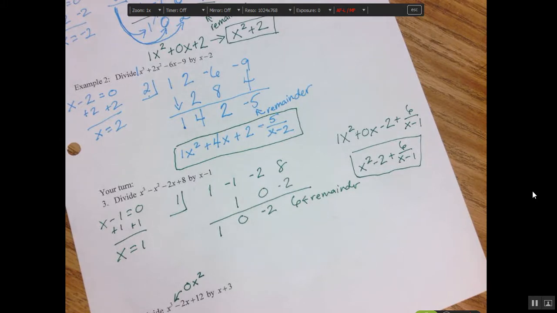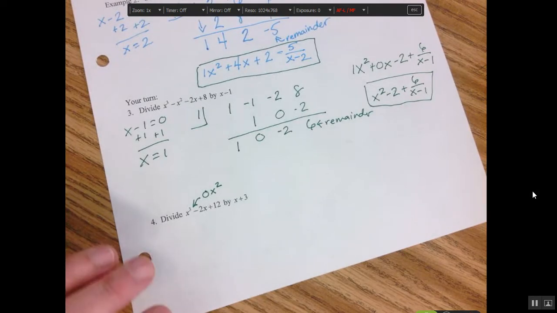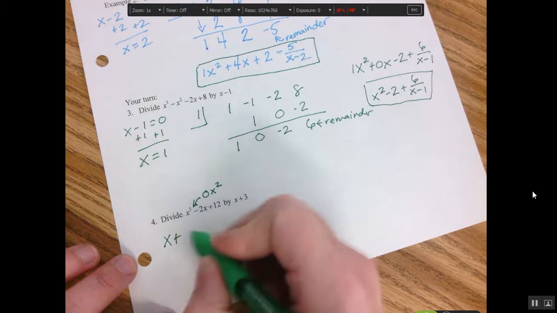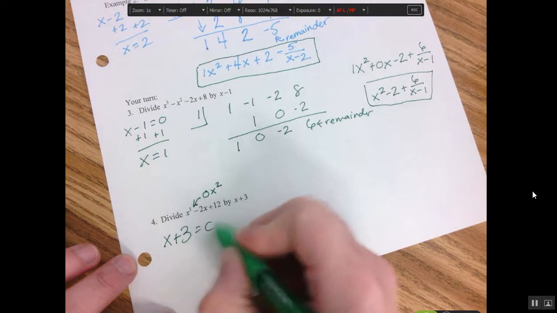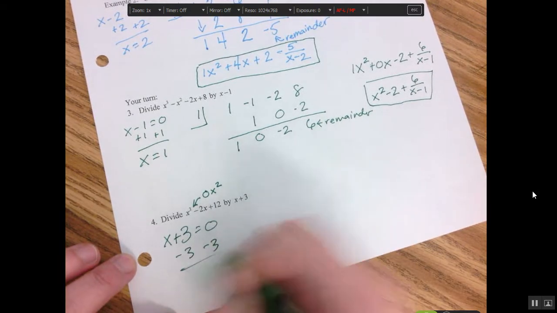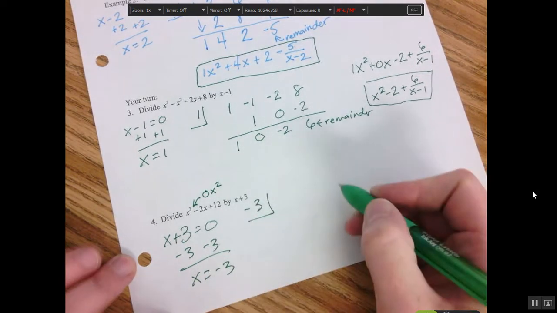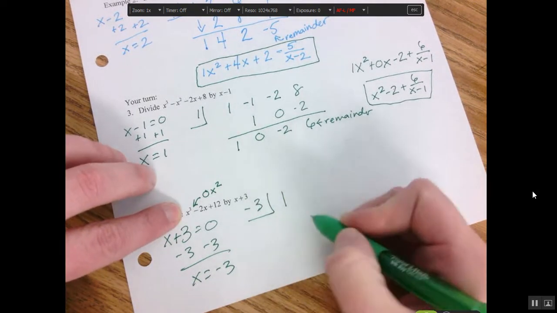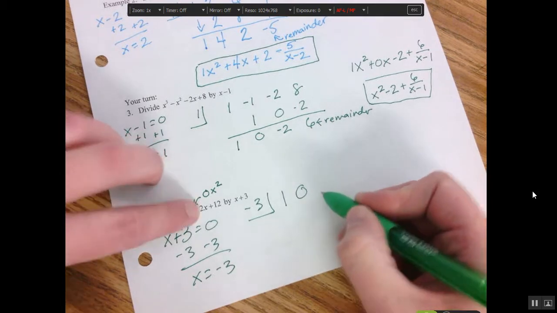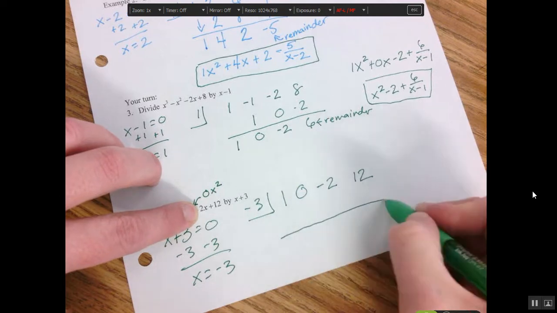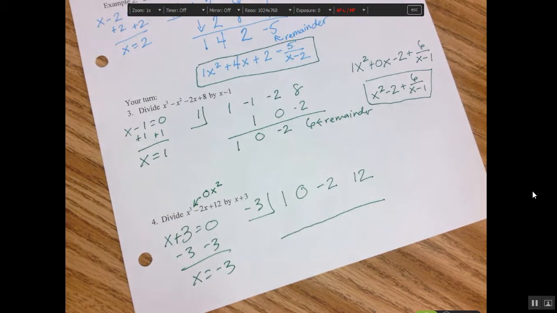For the last one, you have to be careful because it doesn't have an x squared on it, so you need to put a 0 in there to hold the place. So, is the 0 before the -2? Yes. So I have x plus 3 equals 0, subtract that, x equals -3 in the box. You got 1x cubed, 0x squared, -2, and 12. So if you haven't finished that one up yet, finish that, and I'll come around and check on you.